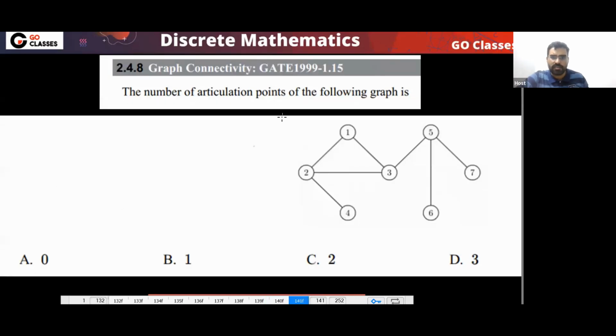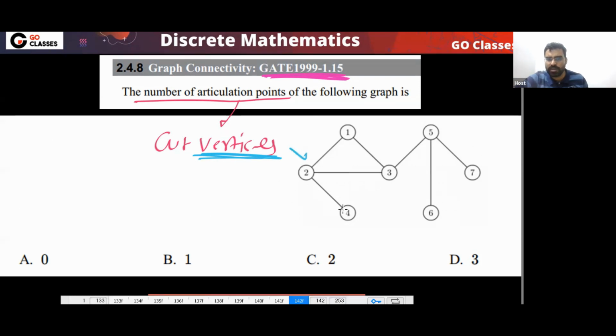Let's see this question. What is the answer? This is GATE 1999. How many articulation points are there? Articulation points mean cut vertices, so your focus is on the vertex. You can notice that this 2 is an articulation point.